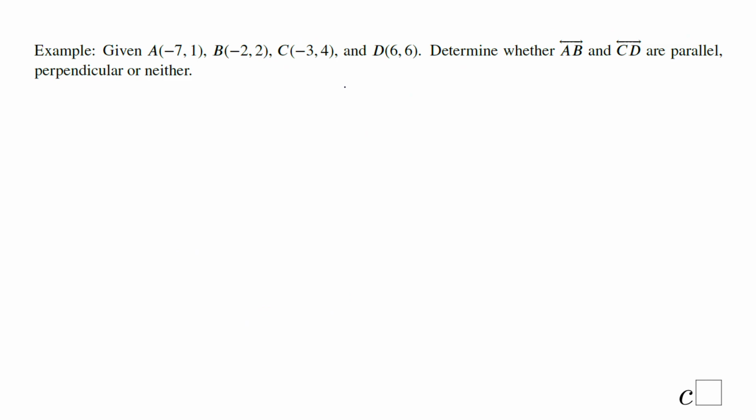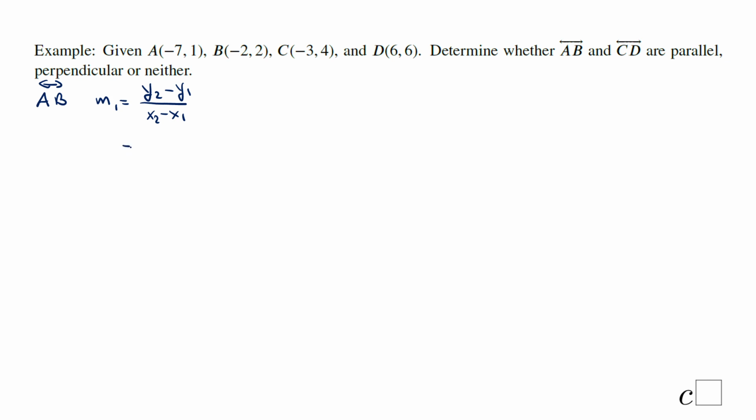My next example, very similar. We have to determine if AB and CD are parallel, perpendicular, or neither. So I'm going to do the same math. I'm going to start with line AB. And again, I'm going to write the slope formula. y2 minus y1 over x2 minus x1.